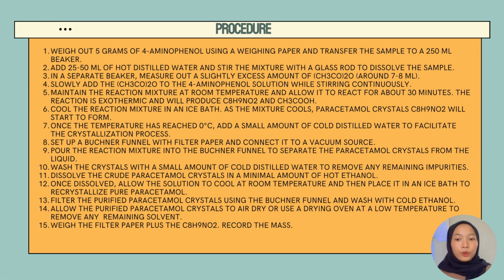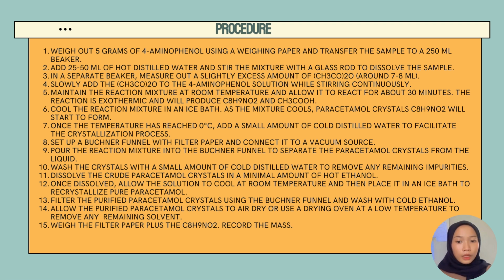Next is the procedure. First, weigh out 5 grams of 4-aminophenol using a weighing paper and transfer the sample to a 250 ml beaker. Add 25 to 50 ml of hot distilled water and stir the mixture with a glass rod to dissolve the sample.